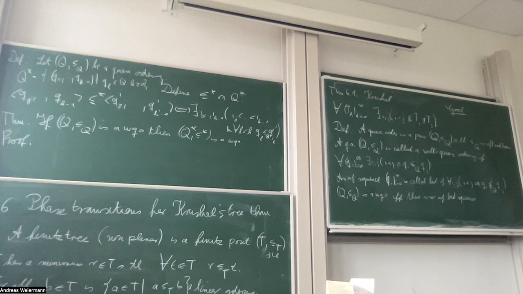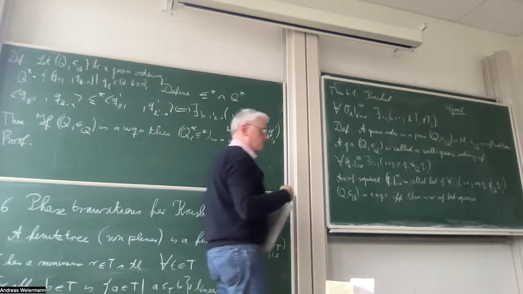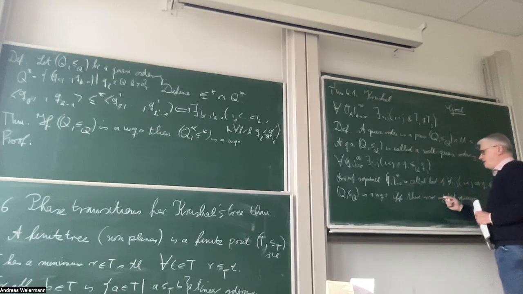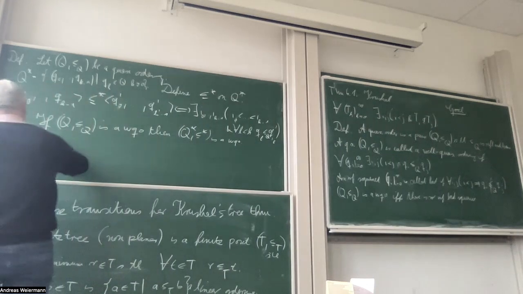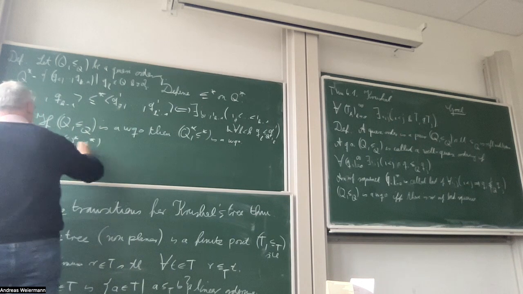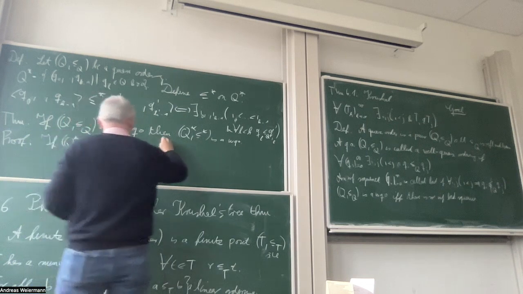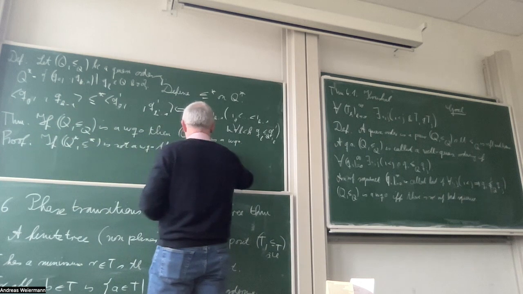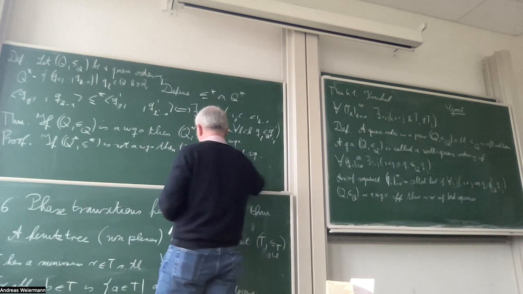So okay, we want to prove that this one is a well quasi order. So assume that this is wrong. Assume that this is not a well quasi order. Then there is an infinite bad sequence.